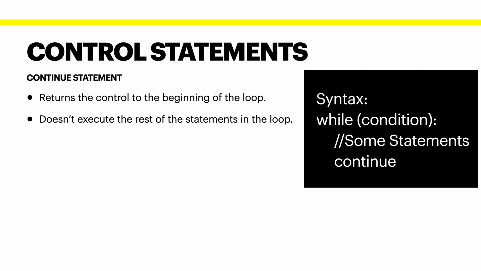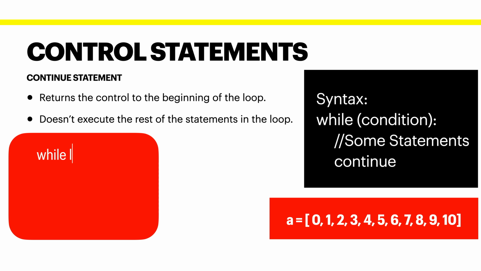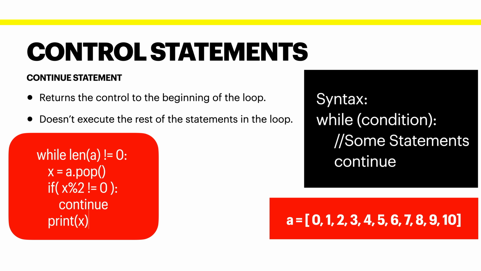So consider a list A which has the numbers from 0 to 10. Now we write the following code to perform some action on A. While length of A is not equal to 0, pop the last element from A and save it in X. Now check if the remainder obtained from dividing x by 2 is equal to 0 or not. If it is not equal to 0, then just continue. Otherwise, print the value of x on the screen.